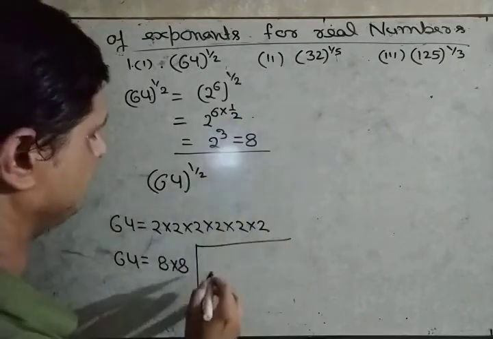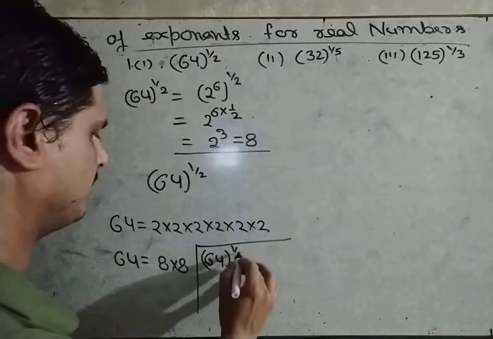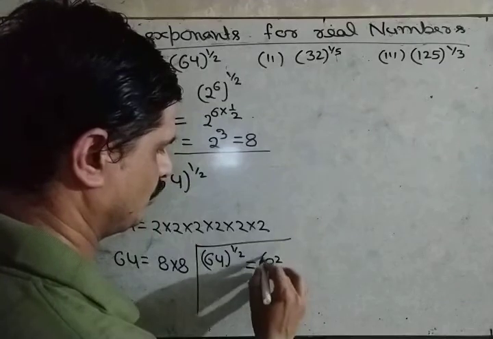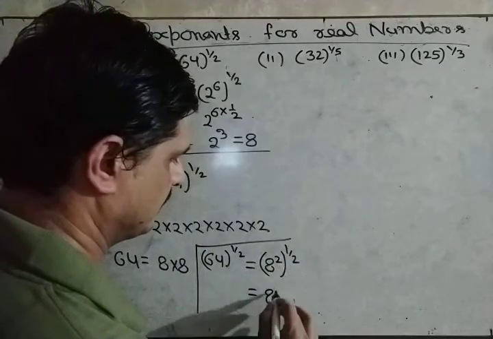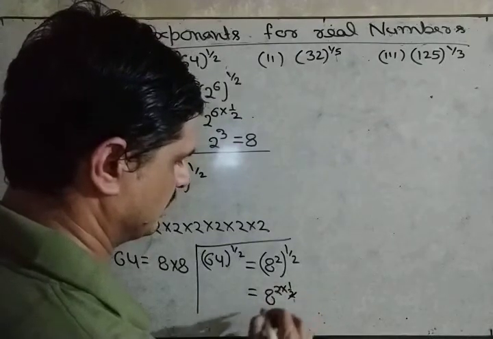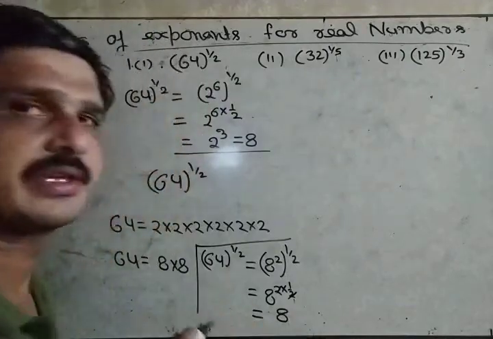You can also solve this question in this way. You can directly put 64 as 8 squared, raised to the power half. Then the 2 cancels with the 2. Answer will be 8.